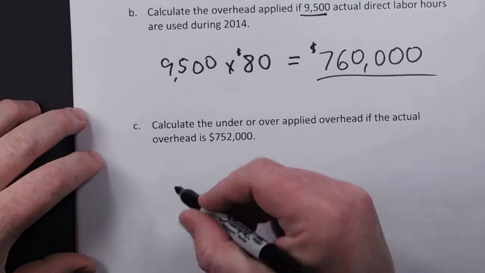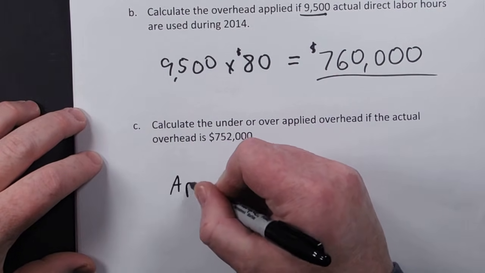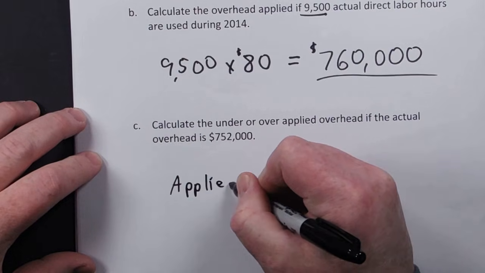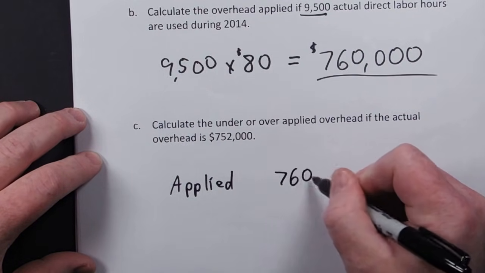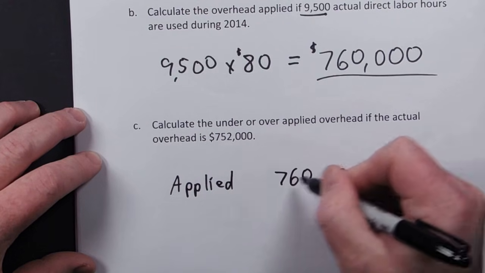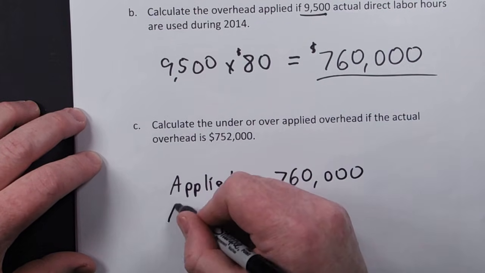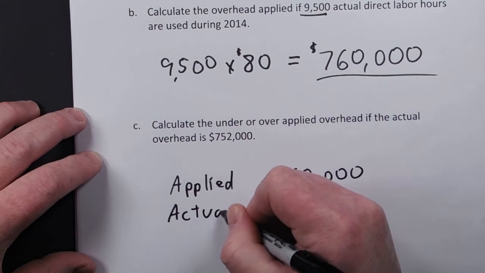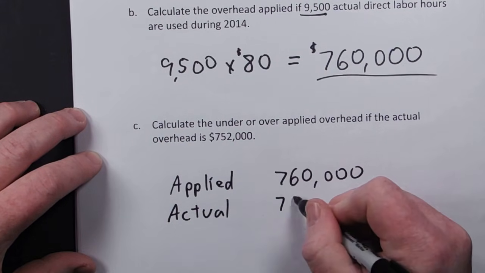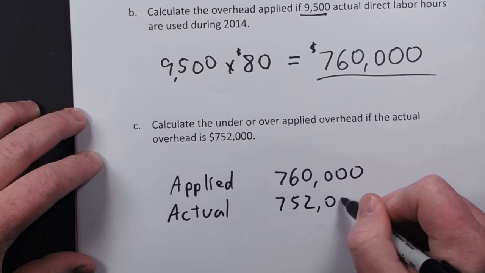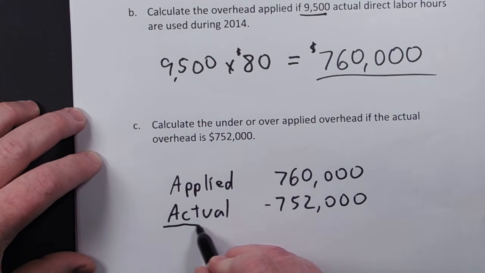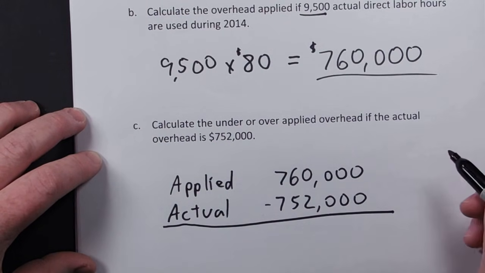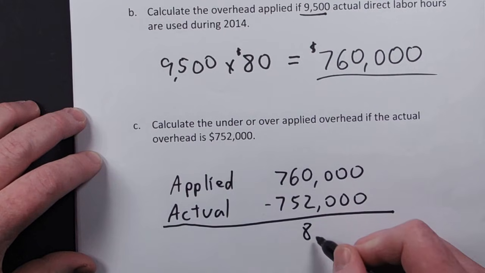Okay, for C, it says what if we have actual cost of $752,000? So we applied $760,000. The actual was only $752,000. So we actually over-applied. We applied more than we actually had. So we over-applied $8,000 here.